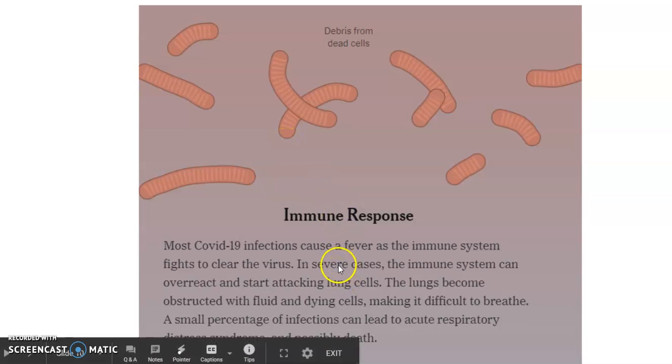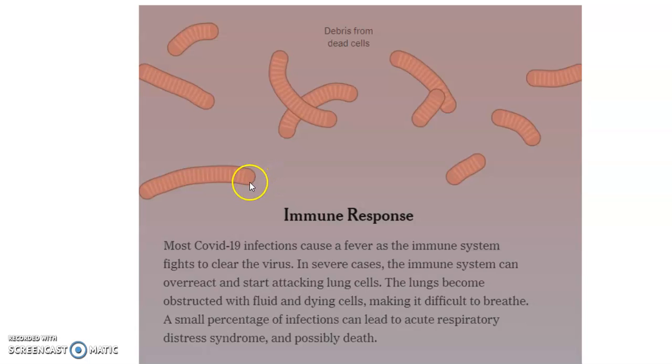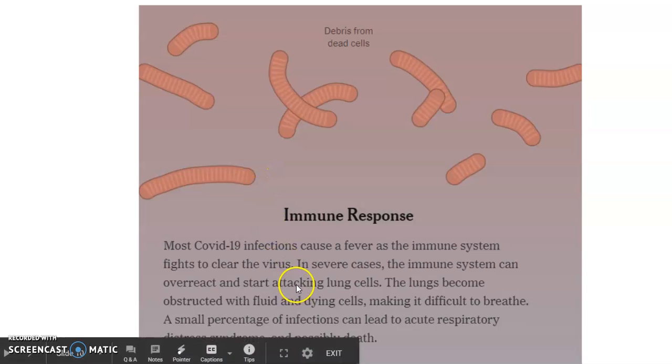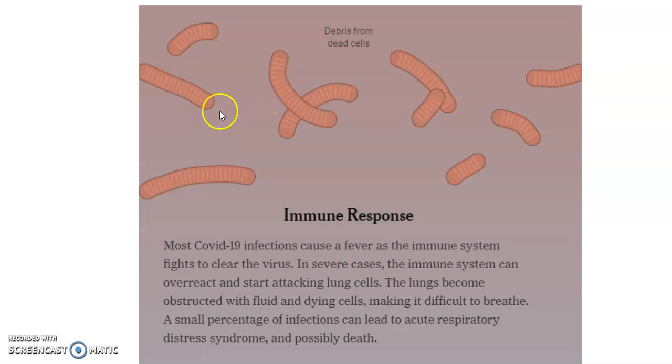But in severe cases, the immune system actually overreacts and starts attacking lung cells. And this causes the lungs to become filled with fluid. And that's how some of these patients are developing symptoms of pneumonia, because their lungs are becoming impaired.